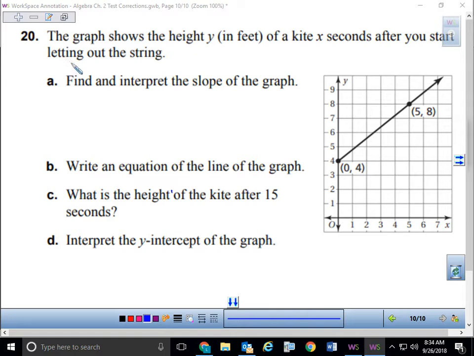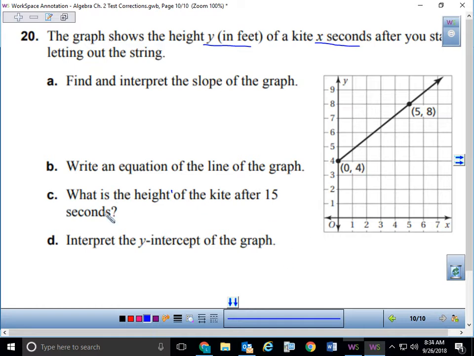So, 20 says the graph shows the height, y, in feet, that sounds important, of a kite x seconds after you start letting out the string. A. Find and interpret the slope of the graph. So I guess that means this graph. Yep. B. Write an equation of the line of the graph. Okay, I can do that. C. What is the height of the kite after 15 seconds? Sounds like I might need to use my answer in B for that one.